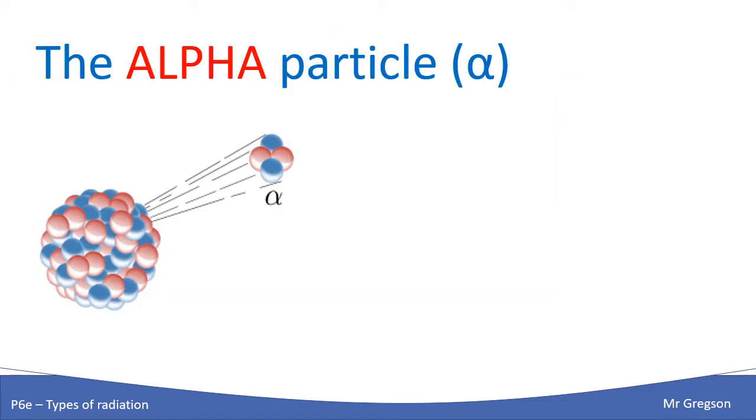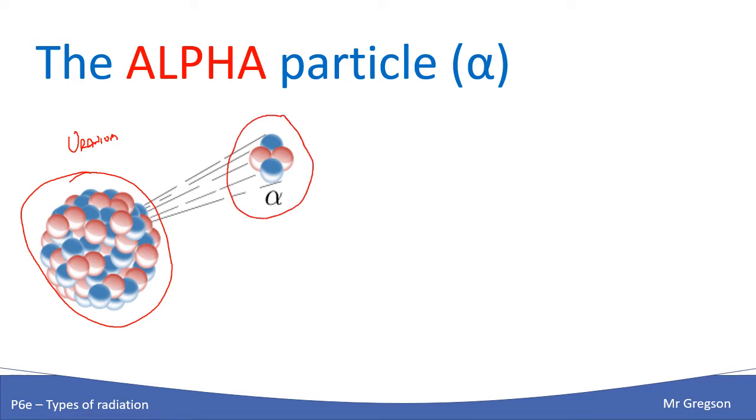The first one we're going to look at is the alpha particle. This nucleus over here could be anything radioactive. We'll keep it nice and simple. Let's say it's a bit of uranium. It doesn't really matter what it is. This is the alpha particle here. There are going to be three types of particles and rays that we're going to talk about, and this is the first one.